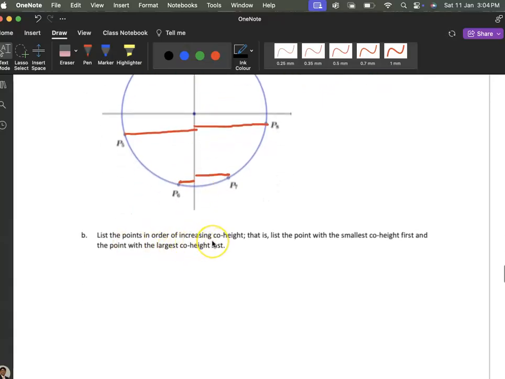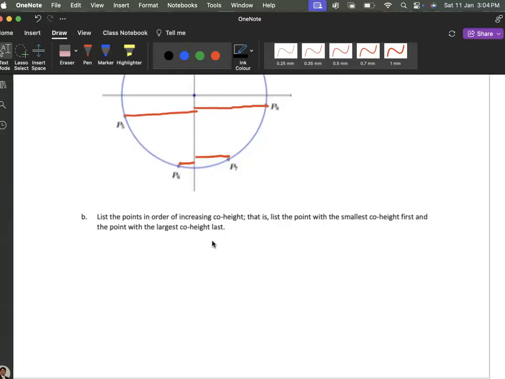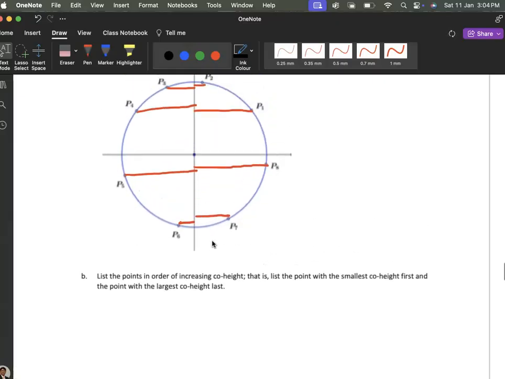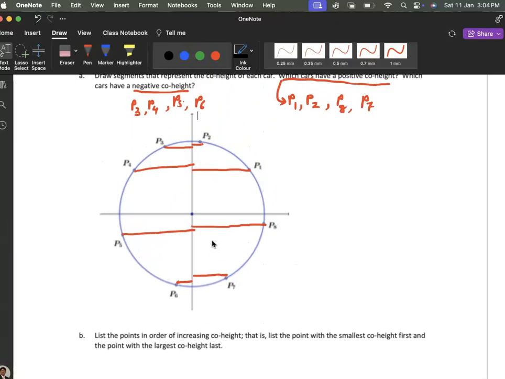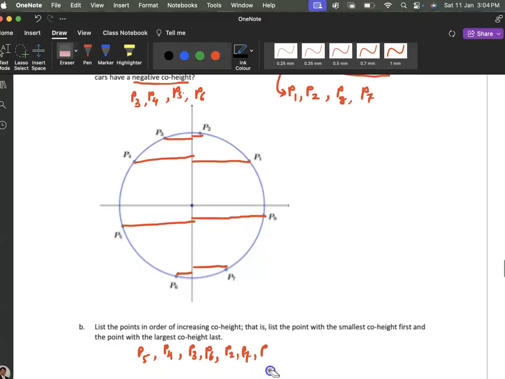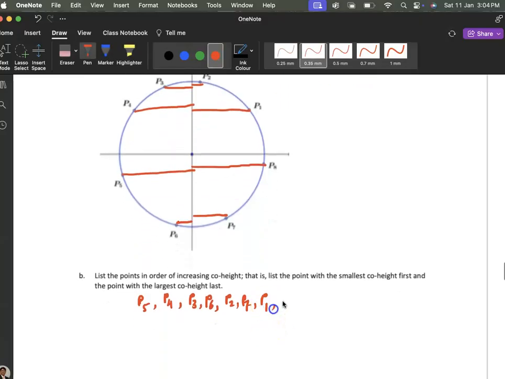List the order of increasing co-height. List the smallest co-height first. So the smallest would be the biggest on the left side. So P5. P4. P3. P6. P2. P7. P1 and then P8.